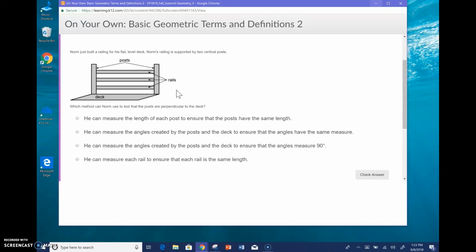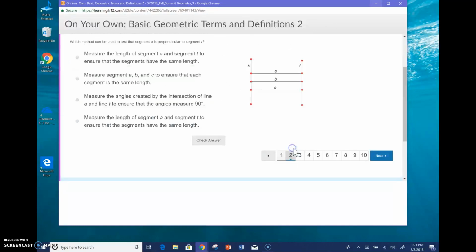Well, since the posts, just like I said, are on a level deck, they are perpendicular to the ground, he can measure that the post and the deck angles are 90 degrees and to check that that's perpendicular. And that's correct. Let's go to the next one.